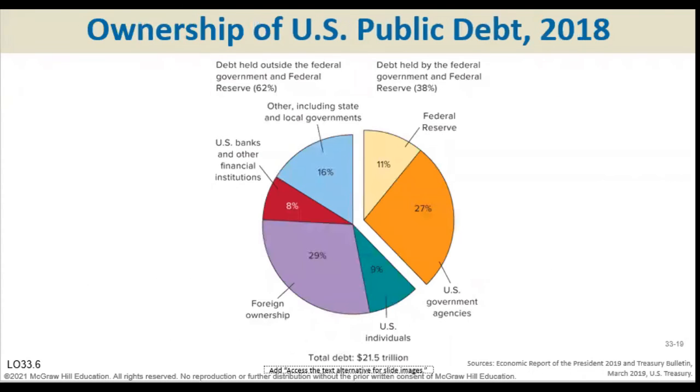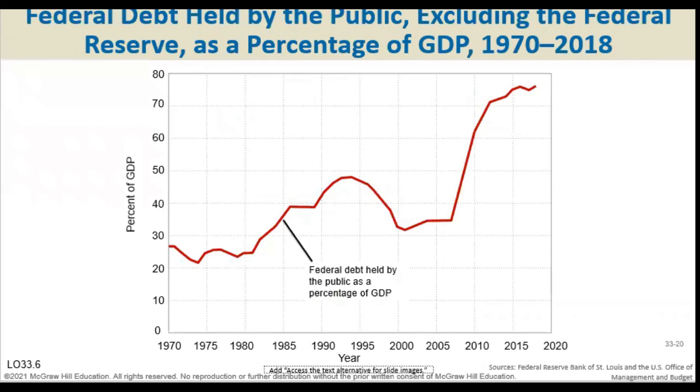So these figures show the ownership of the total US public debt in 2018. This graph shows the federal debt held by the public, right, excluding the Federal Reserve, as a percentage of GDP from year 1970 to 2018.